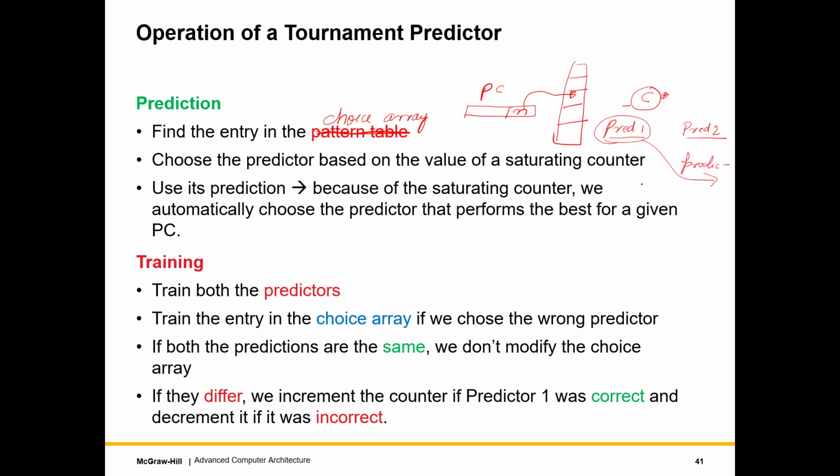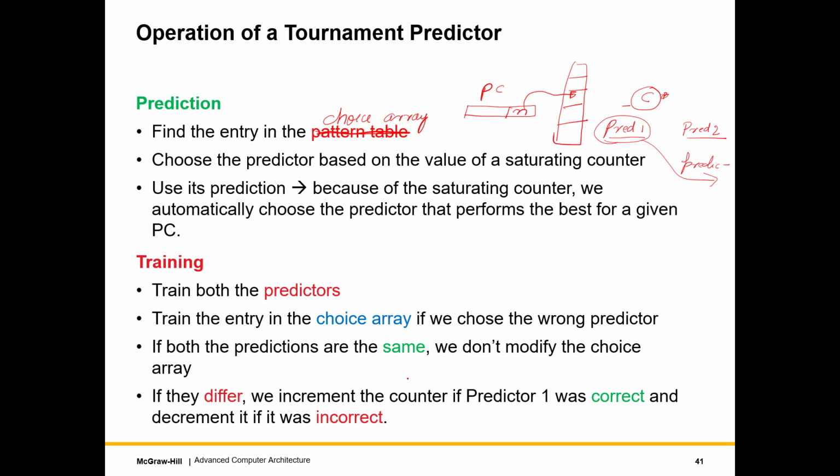So for training, what do we do? Well, we train both the predictors with the PC and the ideal outcome. We train the entry in the choice array if we choose the wrong predictor. So let's say that we chose pred1, but actually pred2 was correct. Then of course, we train the entry in the choice array. If both the predictions are the same, then nothing needs to be done.